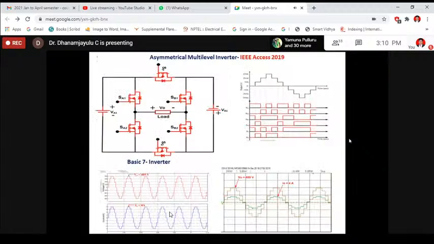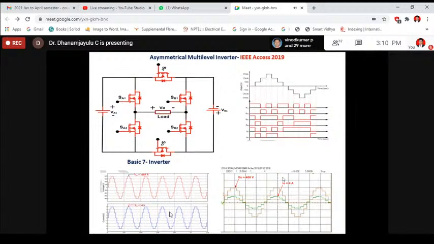And again, I have proposed a symmetrical multi-level inverter. It has been published in IEEE Access. See that this is one of the structures. This is a basic structure. It will operate in asymmetrical mode. This proposed inverter consists of 6 switches and 2 DC sources. We are able to generate 7 levels. This is the expected output waveform. This is the simulated output waveform. This is the experimental output waveform.